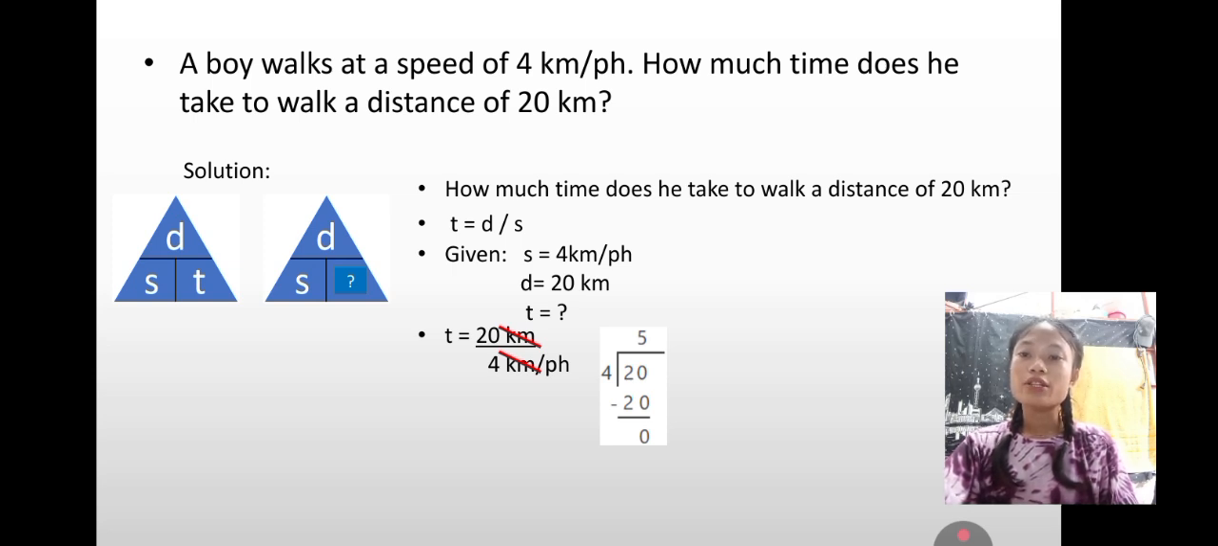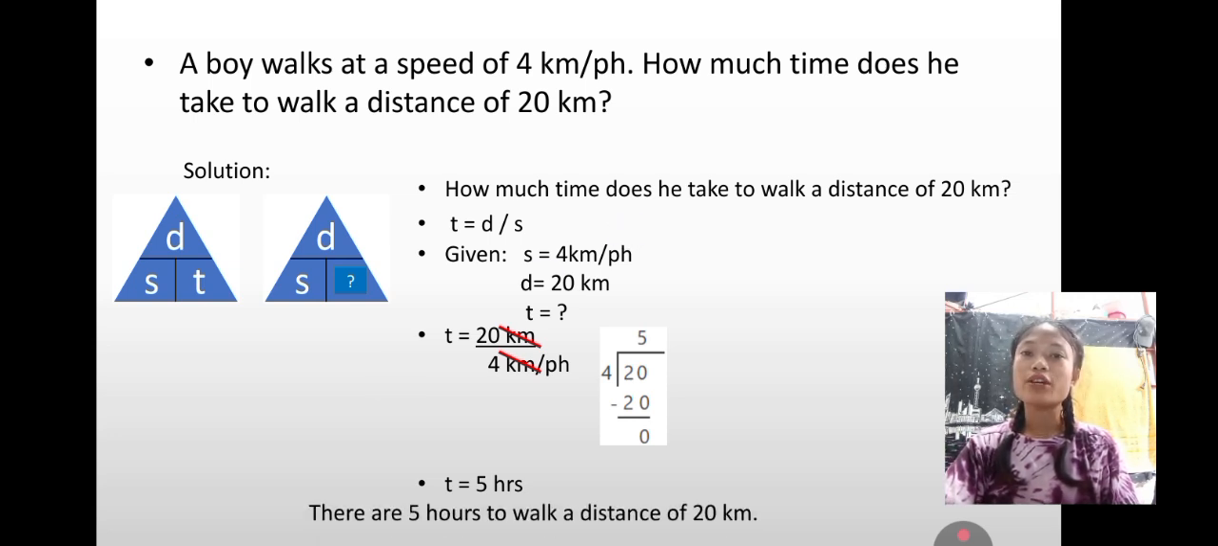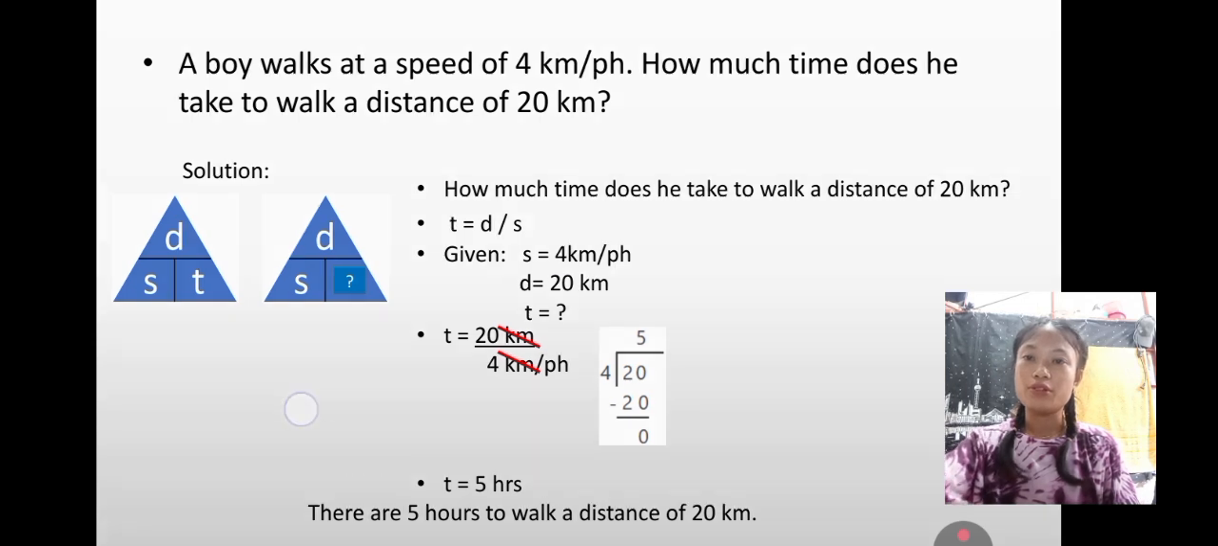20 divided by 4 is equal to 5. The remaining unit is per hour, so it means hours. Our answer is T is equal to 5 hours. So let's check our work and ensure it's reasonable and the units are consistent. Our answer is it takes 5 hours to walk a distance of 20 kilometers.